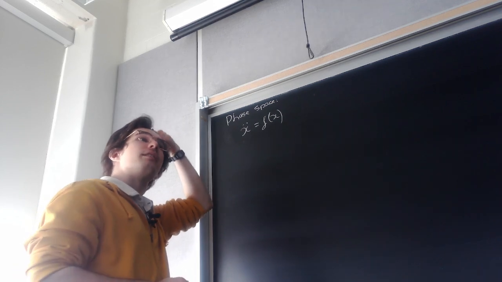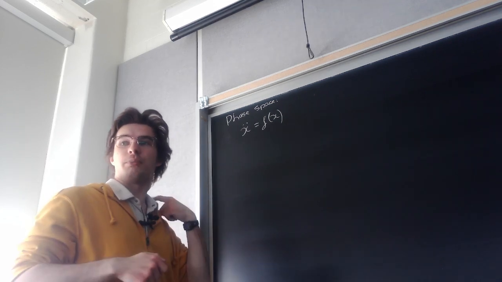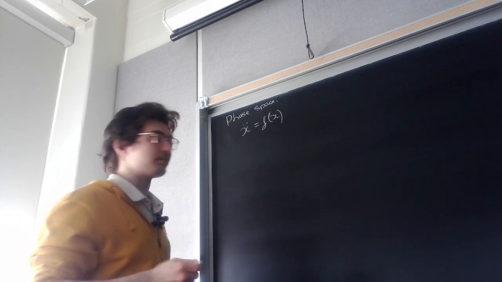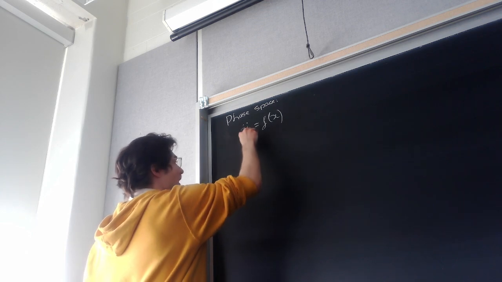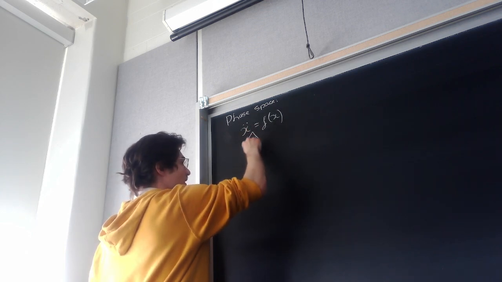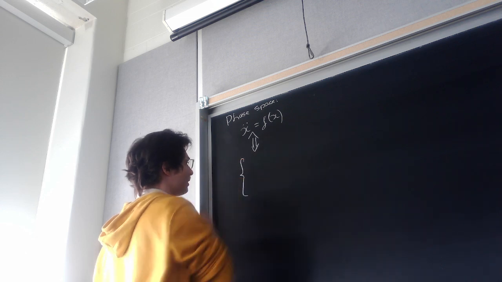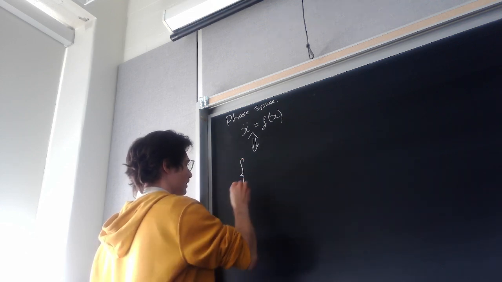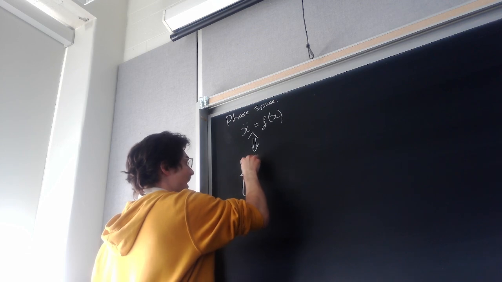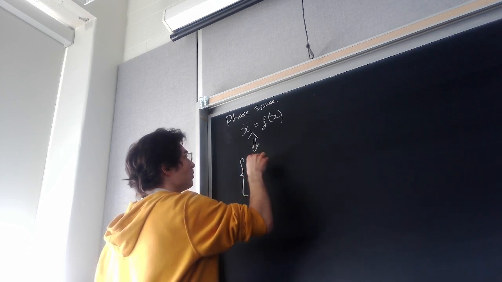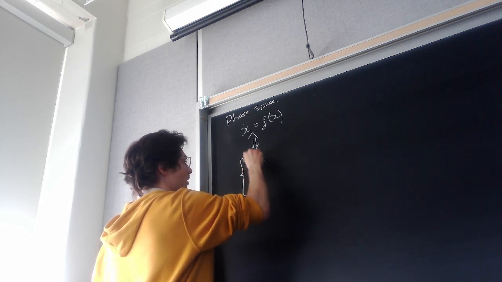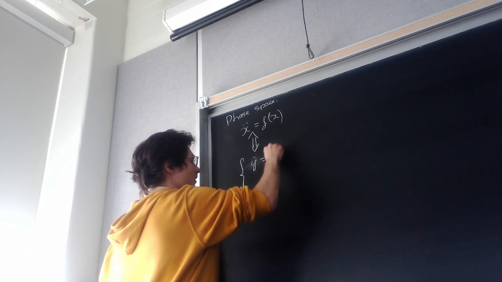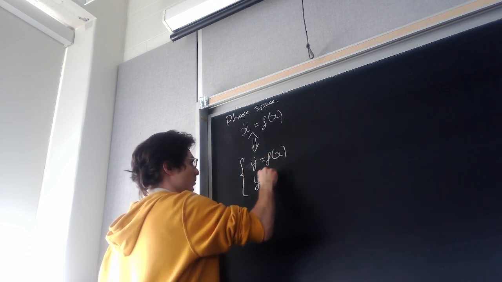Now, this is a second order differential equation. Let's see if we can reduce this to a first order differential equation. And in fact, we can. This is completely equivalent to the following system: y dot is equal to f of x, and y is equal to x dot.